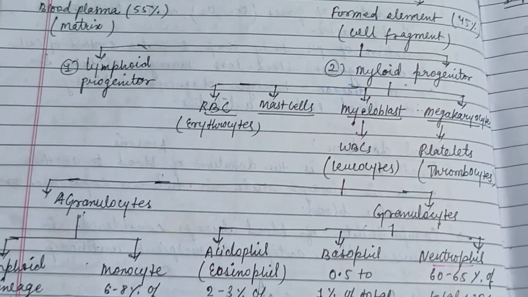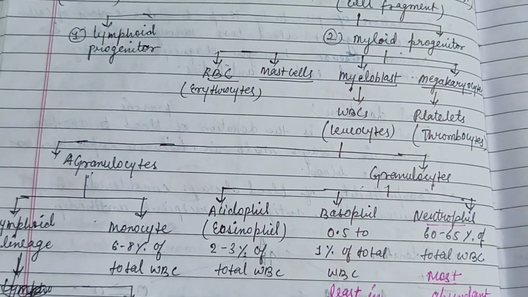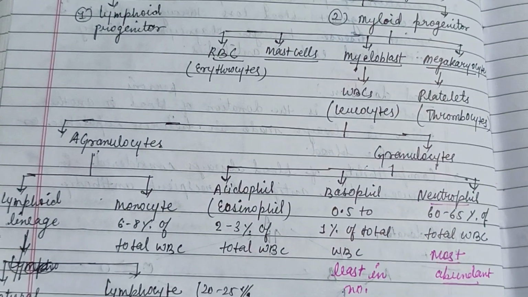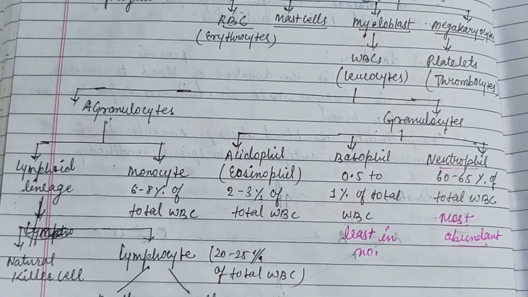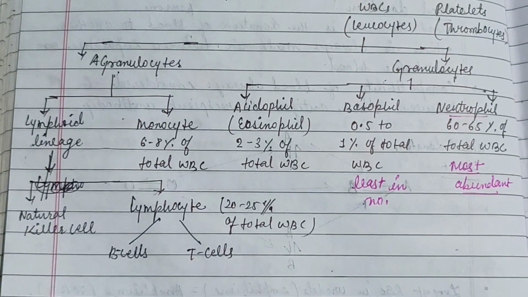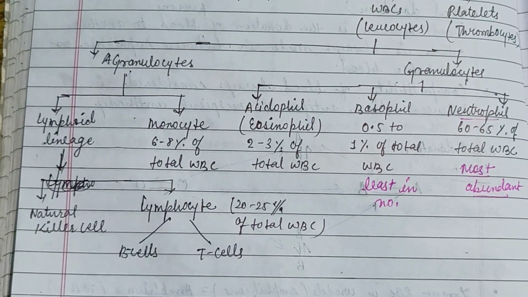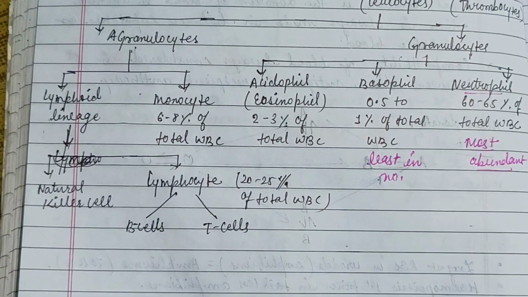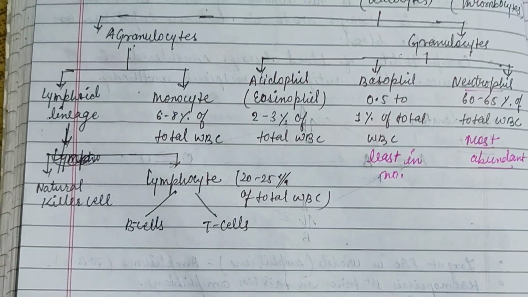Then there are lymphoid progenitor and myeloid progenitor. Myeloid progenitor consists of the RBC, mast cell, myeloblast, and megakaryocytes, and the WBC contain acidophil, basophil, and neutrophil, while the agranulocytes contain lymphoid lineage and the monocyte, and lymphoid is divided into B cells and T cells.